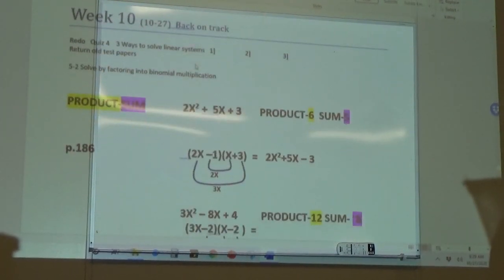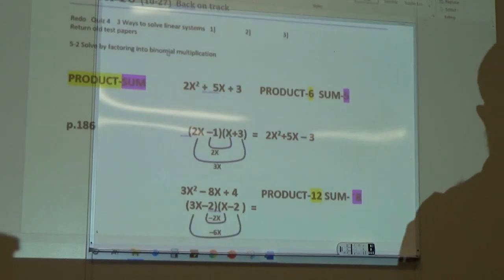Okay, so now we're in week 10. And we're going to look at 5-2 in your book. All right, so let's open, I think it's 186. Hope I got that right.